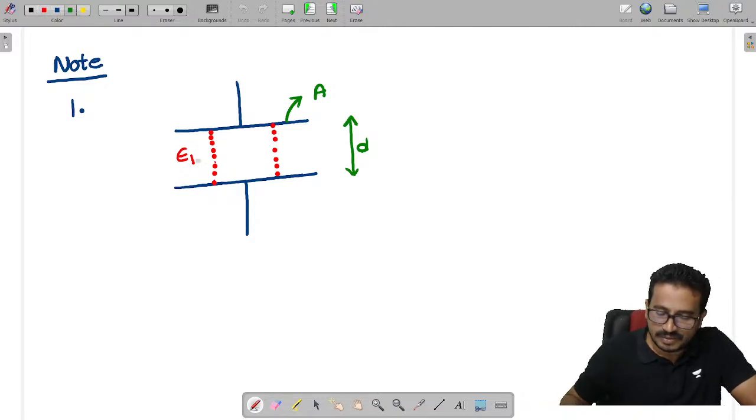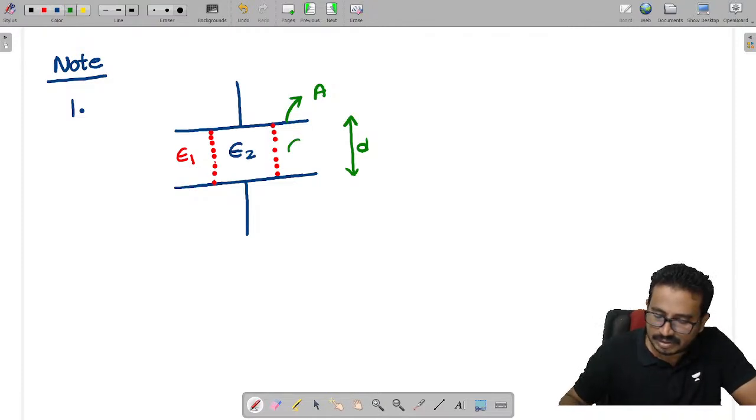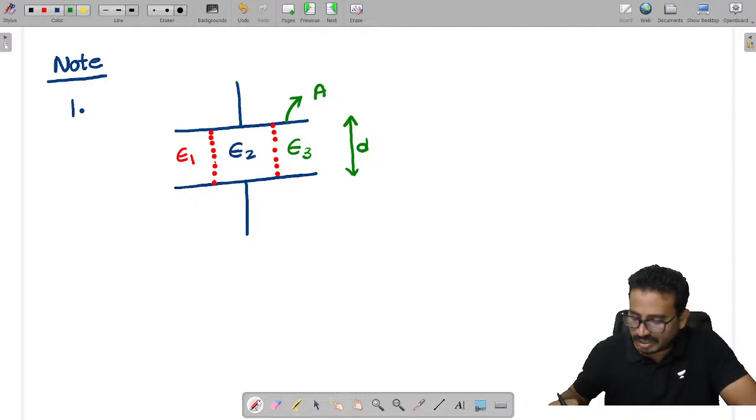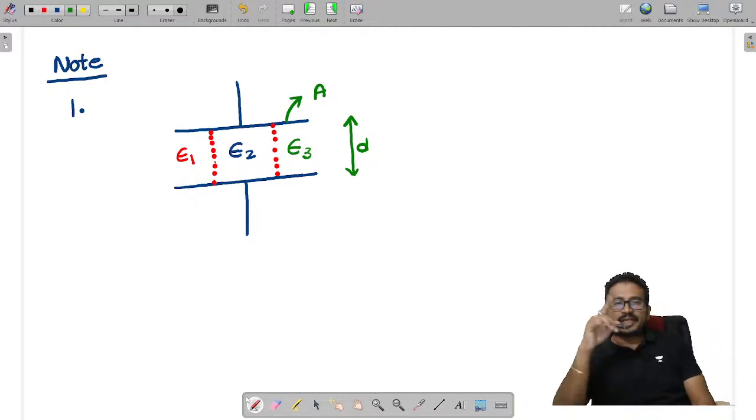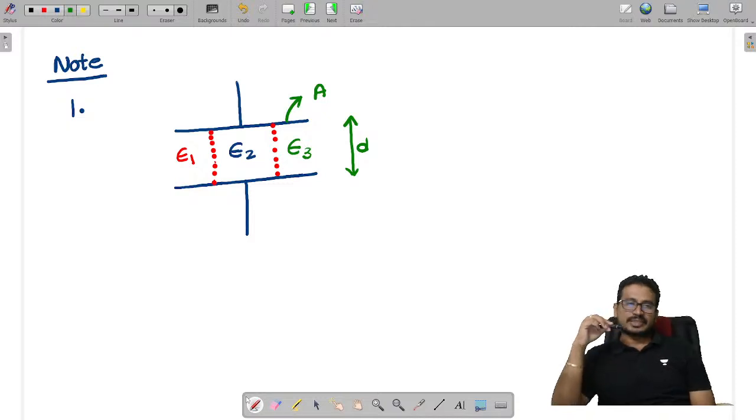Now this part is filled with epsilon 1 and this is filled with some other medium. Let us say this is filled with epsilon 2 and this is filled with another medium, epsilon 3. Filled with 3 different types of mediums मैंने fill किया. Now I need the overall capacitance.